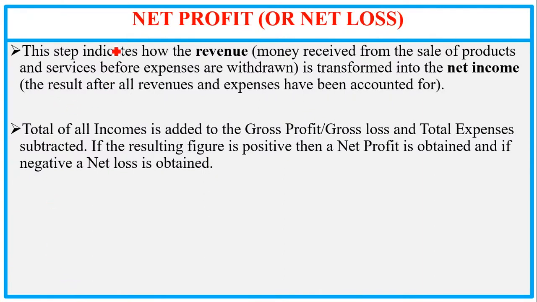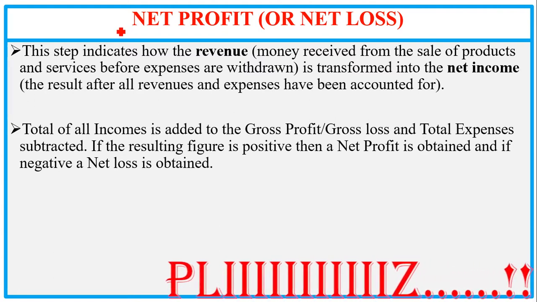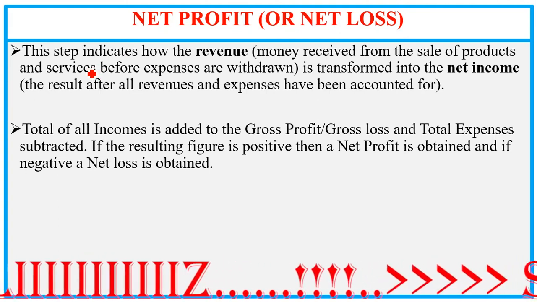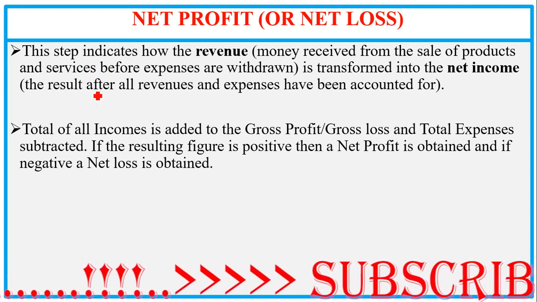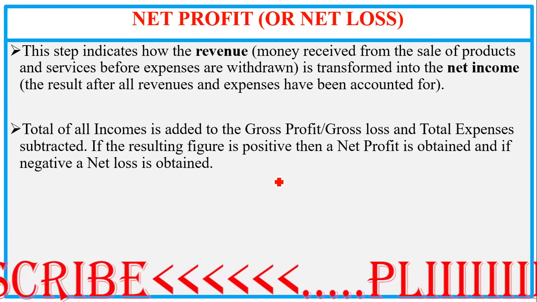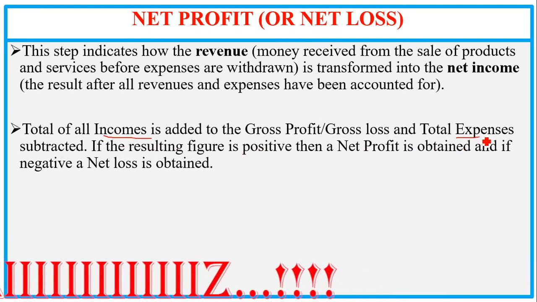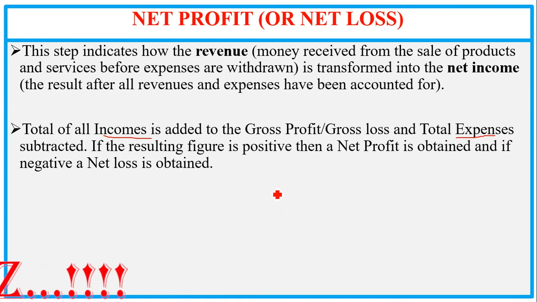The other thing is a net profit. In a gross profit, we have not taken care of expenses, and after now you take care of the expenses, that is when you get the net profit. So on the gross profit or the gross loss, we normally add the incomes and then we less all the expenses. Then the figure that is obtained, if it is a positive figure, then we'll have made a net profit. If it is a negative figure, then we'll have made a net loss.